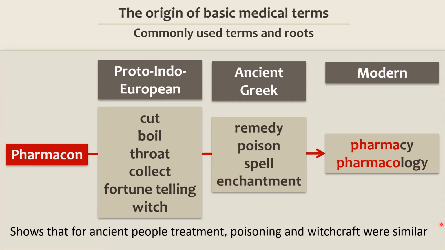The ancient Greek word pharmakon became the basis for such modern medical terms as pharmacy and pharmacology. For the ancient Greeks, this word simultaneously meant remedy, poison, spell, and enchantment, which indicates the relationship of these concepts in antiquity. However, according to etymologists, the roots of this term go deeper than the times of ancient Greece. It goes down to the oldest European languages, where it meant to cut, to boil, throw out, to collect, and even fortune-telling and witch.